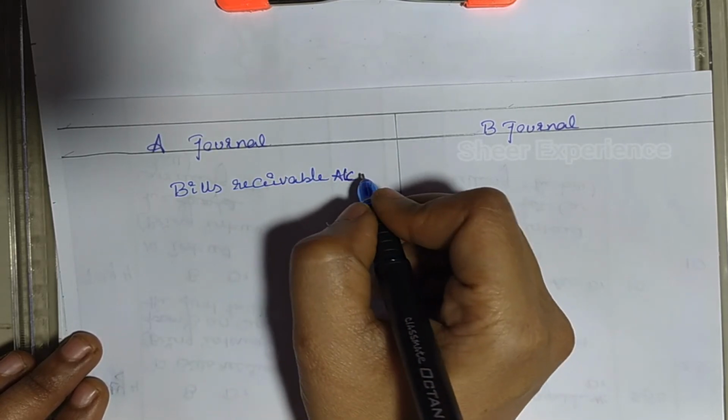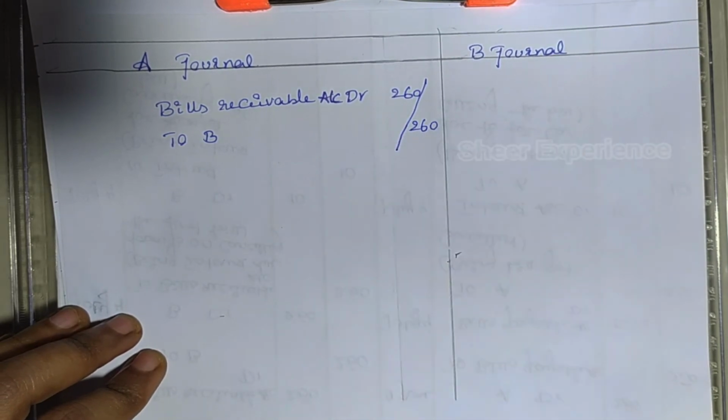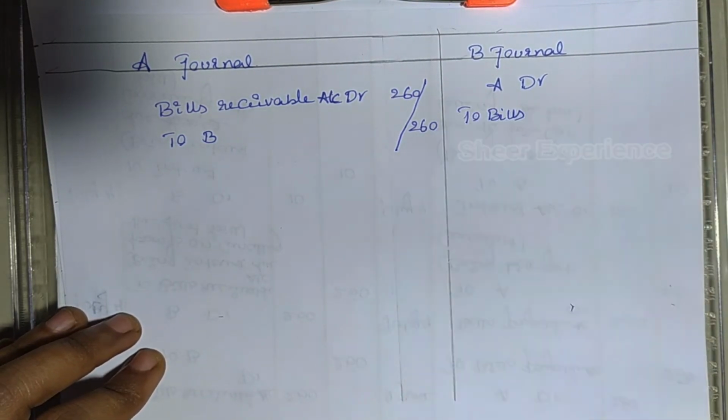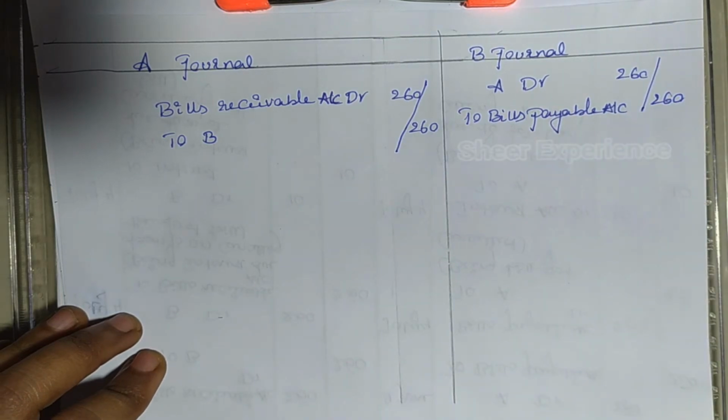In A's book, the entry is bills receivable account debtor to B. This entry is same as the first entry when the acceptance was received from B. But that time the amount was 250. Now it is 260. Adding the interest charges 10 to the bill amount. In B's books, A debtor to bills payable account. Here also it is same as the first entry when B accepted the bill.